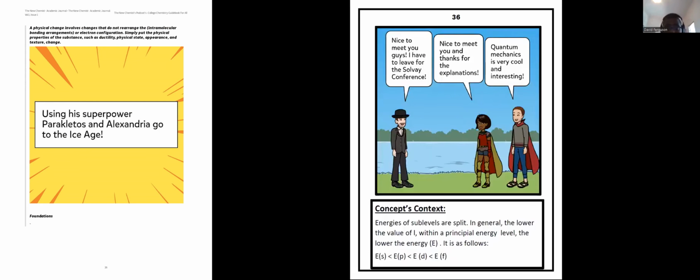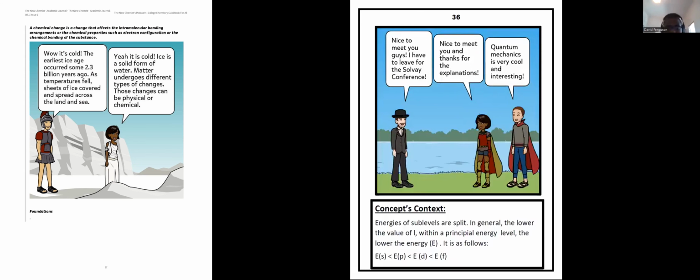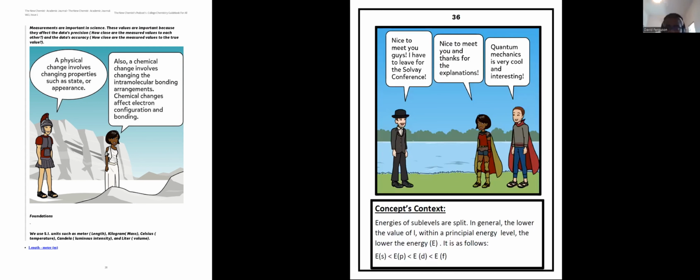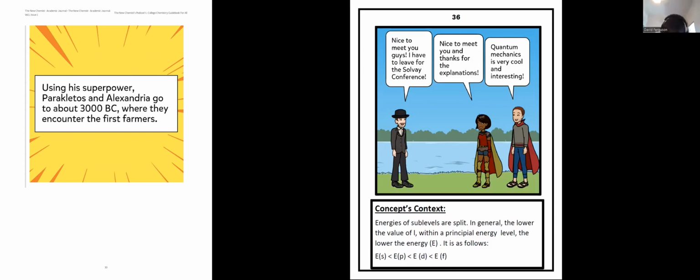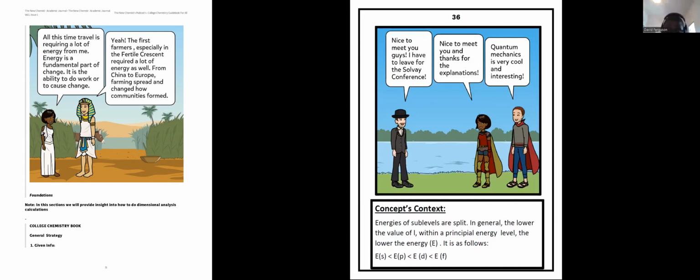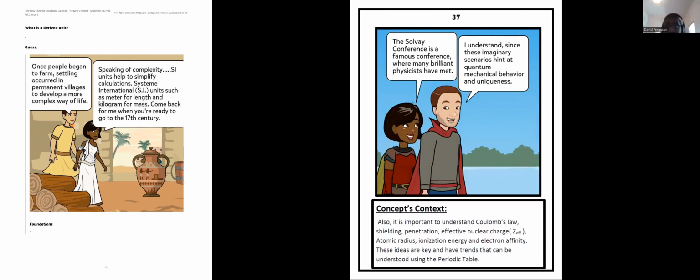In general, the lower the value of L within a principal energy level, the lower the energy E. It is as follows: the energy of orbital S is theoretically less than the energy of orbital P, which is theoretically less than the energy of orbital D, and the energy of orbital D is theoretically less than the energy of sublevel F. So these are sublevels that we're referring to. It is important to understand Coulomb's law, shielding, penetration, effective nuclear charge, and other ideas that we will discuss later.